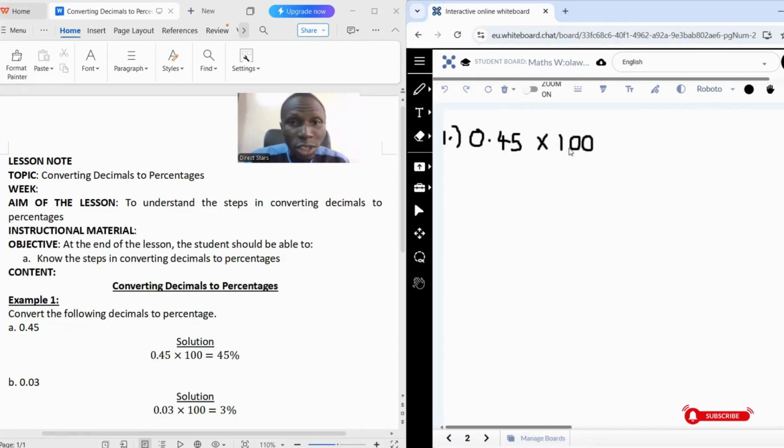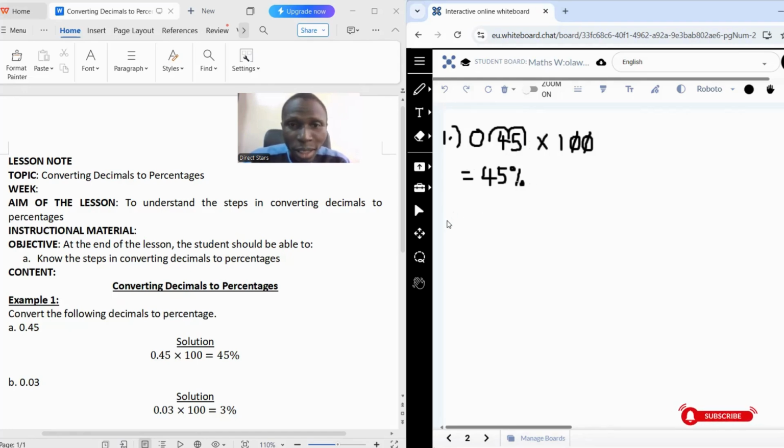So what we just have to do is to move the point with the number of zeros that we have here. We have two zeros in 100, so we're going to move the point to the right-hand side. Move it twice. We have 1, we have 2. You can cancel off the 0. Then we can have this to be 45%. So converting 0.45 to a percentage, we're going to have 45%.